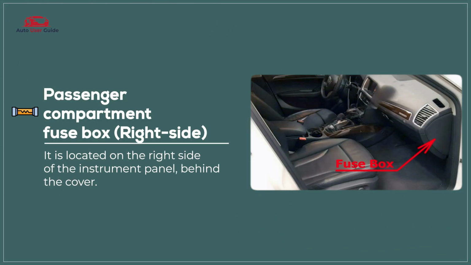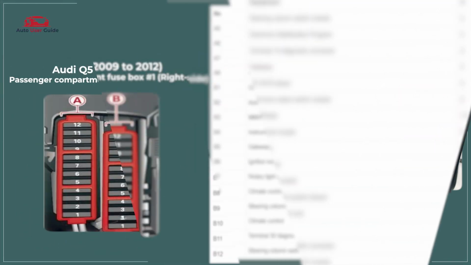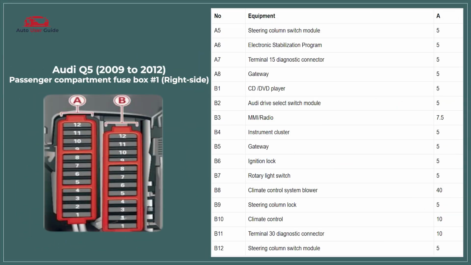Passenger compartment fuse box, right side. In the 2009 to 2012 Audi Q5, it powers rear outlets, the glove box light, and comfort features.